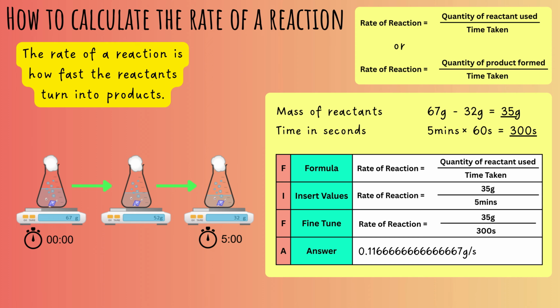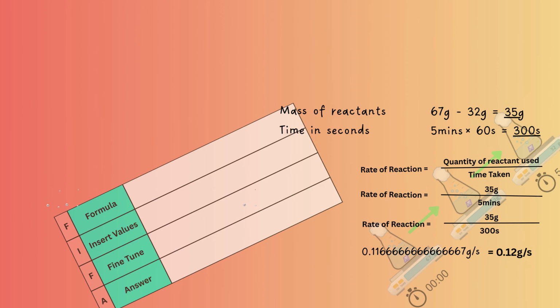This is accurate, but not very useful. So we can round up to two significant figures, which makes it 0.12 grams per second.